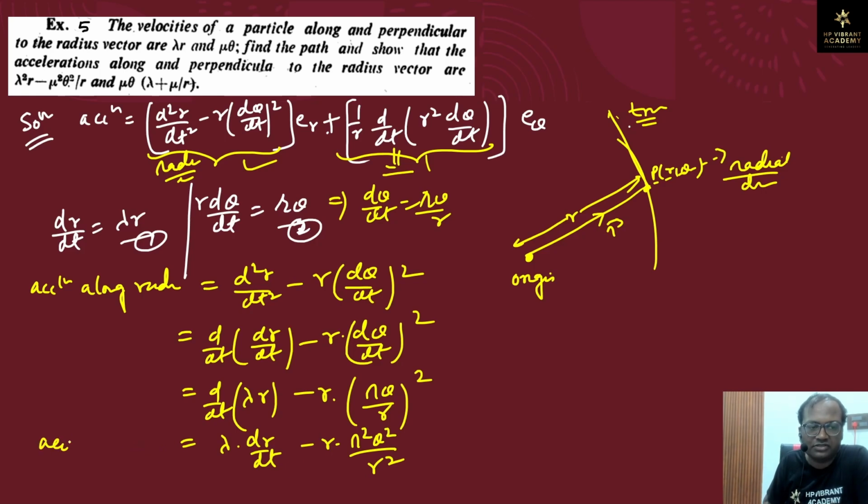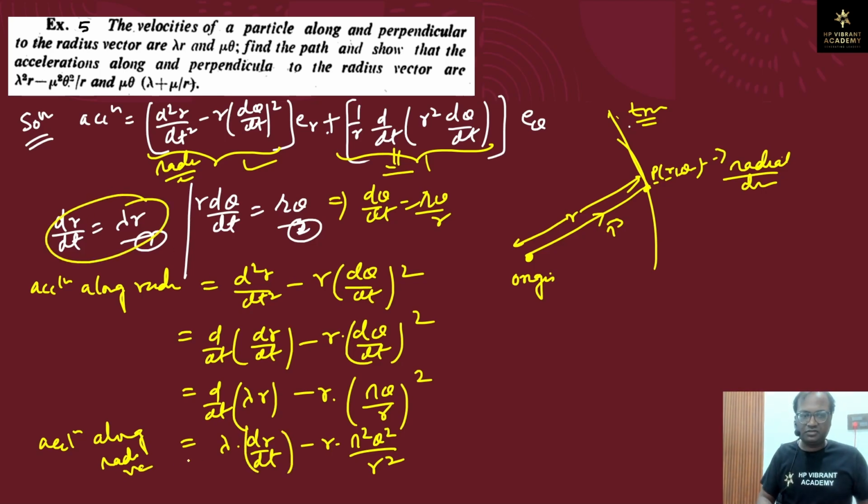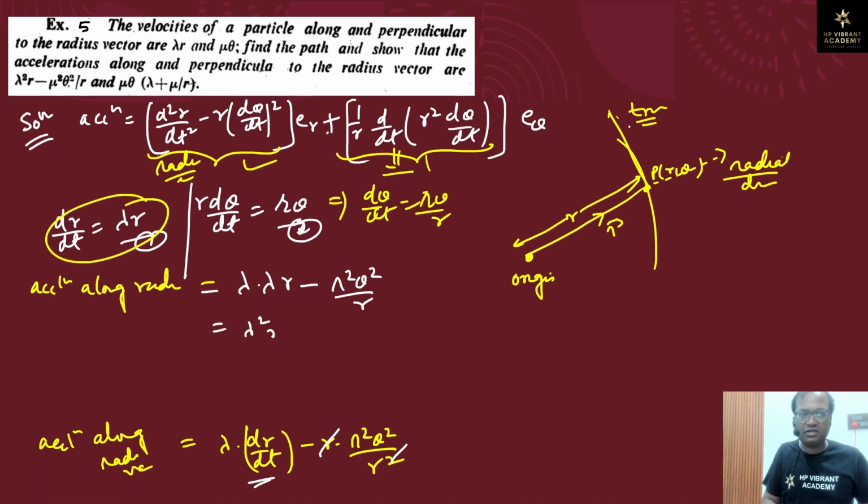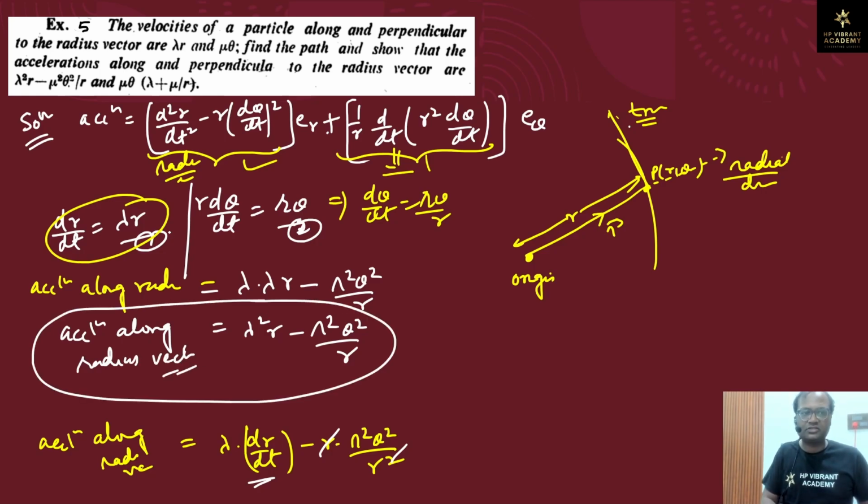This is the acceleration along the radius vector. Okay, so dr/dt is λr. So we have this as λ into λr minus r into μ²θ². This r gets cancelled, so we have μ²θ²/r. This is equal to λ²r minus μ²θ²/r. This is the acceleration along the radius vector. Okay, this is what is being asked in the question.